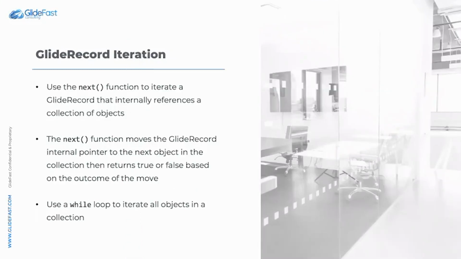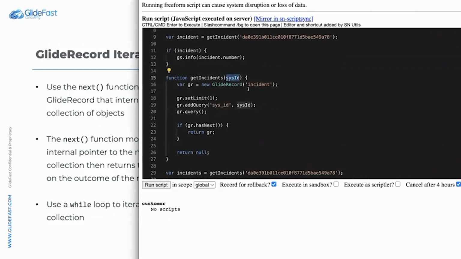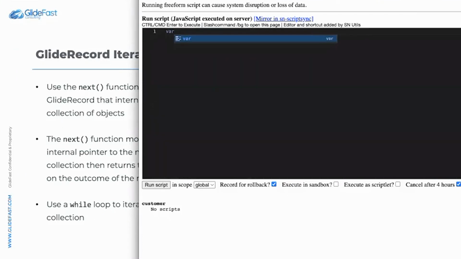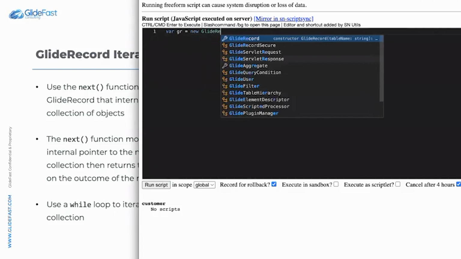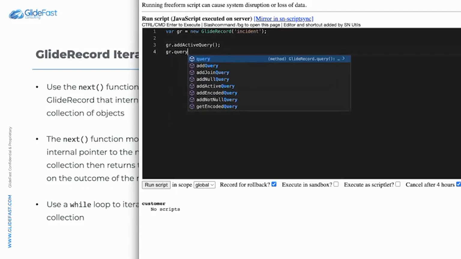And then iteration. We've already gone over some of this in the code, but this is how you iterate a GlideRecord. The reason we iterate a GlideRecord with next is because next returns a true/false value, so you can call a while statement, and as long as next is true, it continues. Actually, let's do this a little differently. I'm going to get rid of my functions here, and we're going back to var gr equals new GlideRecord incident, and we're just going to do gr addActiveQuery, so we get our active incidents.